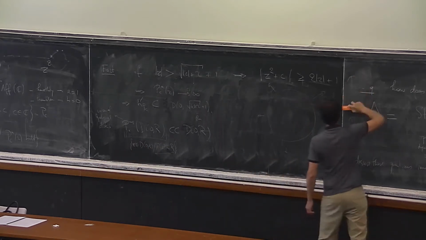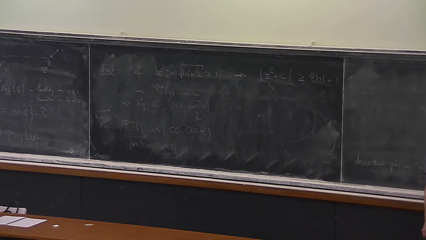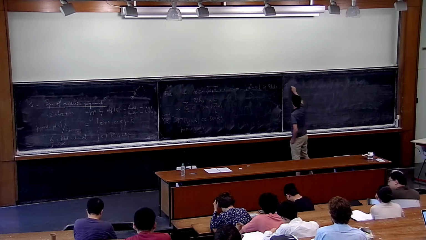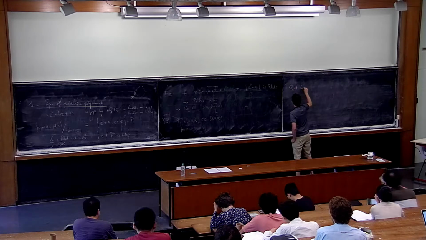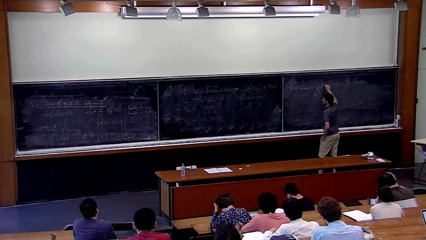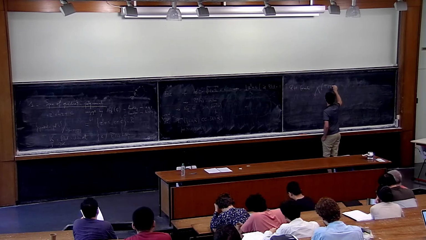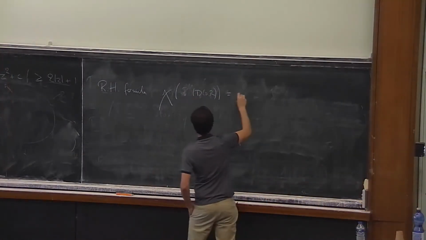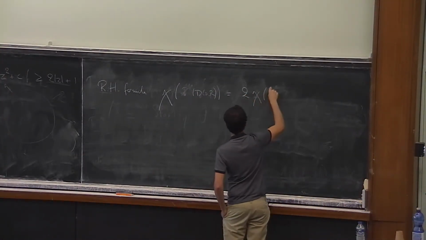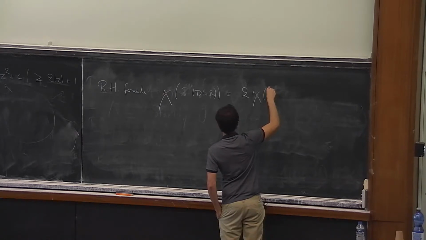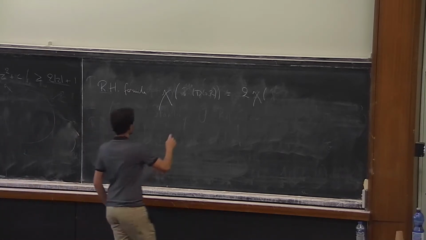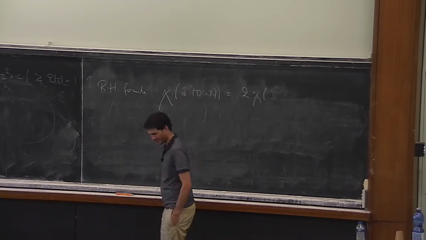You can apply the Riemann-Hurwitz formula. So by the Riemann-Hurwitz formula, the Euler characteristic of the preimage, of the image, sorry, is 2 times the Euler characteristic of the preimage. Oh, sorry, I'm lost here. Sorry, I'm lost in my formula.